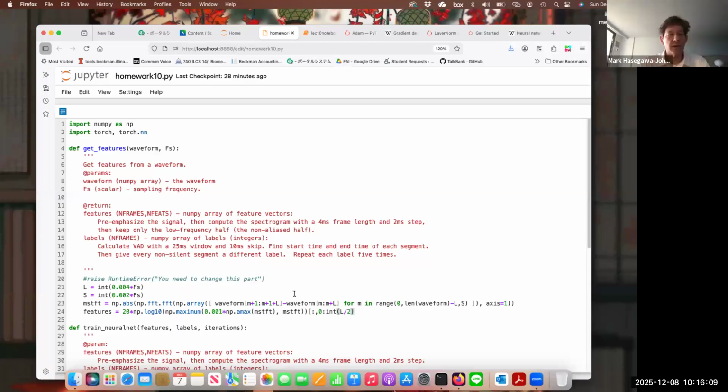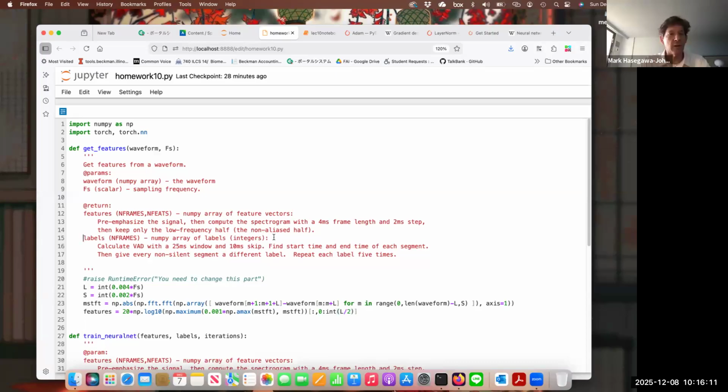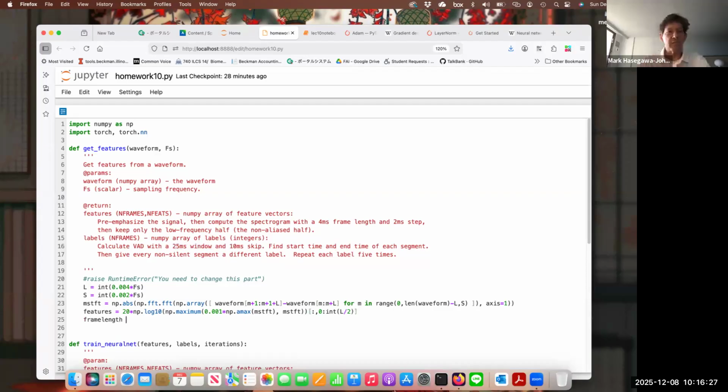There we go. The second thing we want to do is to calculate the labels. We want a NumPy array of integers where we want the voice activity detection with a 25 millisecond window and a 10 millisecond skip. So let's compute those. We want the frame length to be 0.025 times fs, and we want the frame skip to be 0.01 times fs, right? 25 millisecond length, 10 millisecond skip.